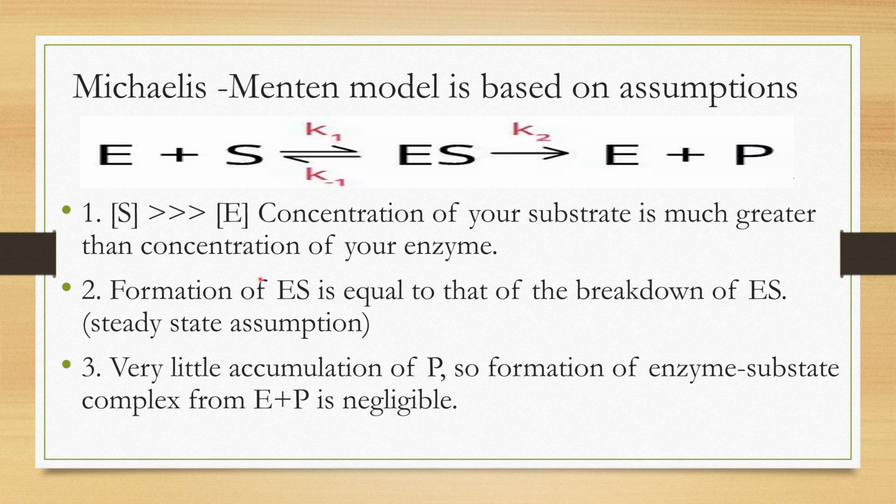Second assumption is that the formation of ES is equal to the breakdown of ES, that is, enzyme substrate complex. Its formation is equal to its breakdown, or you can say that the concentration of enzyme substrate complex remains constant throughout the reaction. And the third assumption is little accumulation of product, or you can say the formation of enzyme substrate complex from E and P is negligible. So the enzyme substrate complex is not being formed from enzyme and product. Okay. So these are the three basic assumptions on which your Michaelis-Menten model is based.